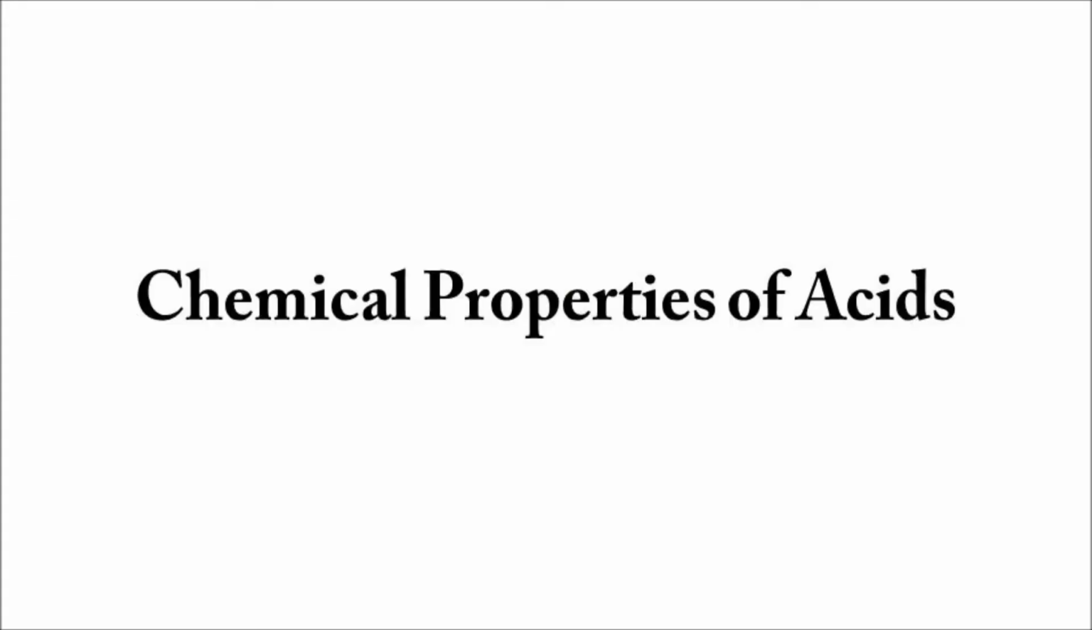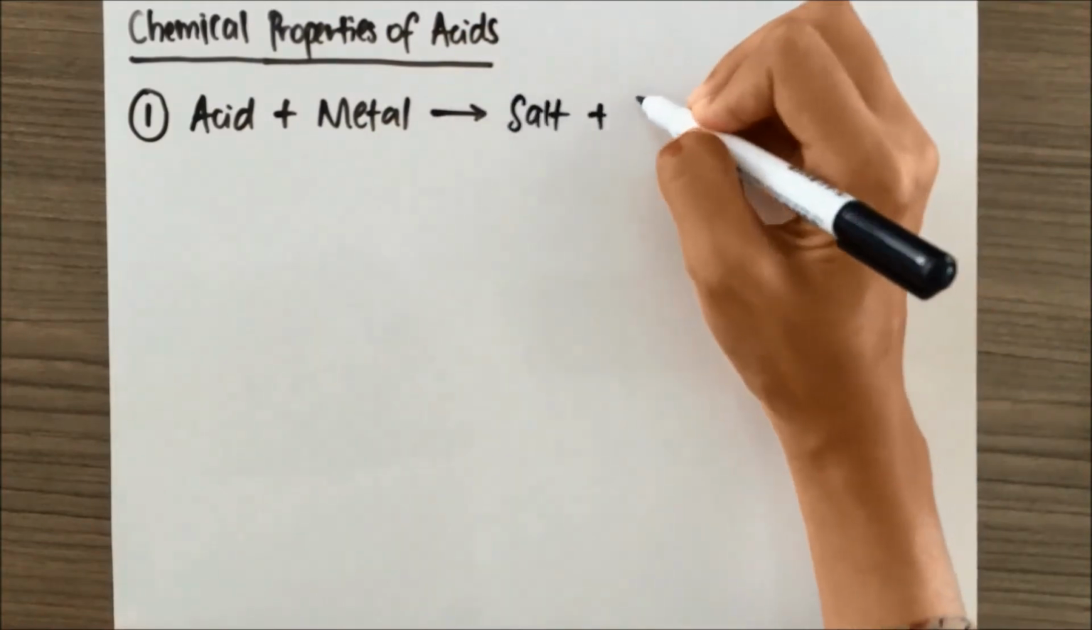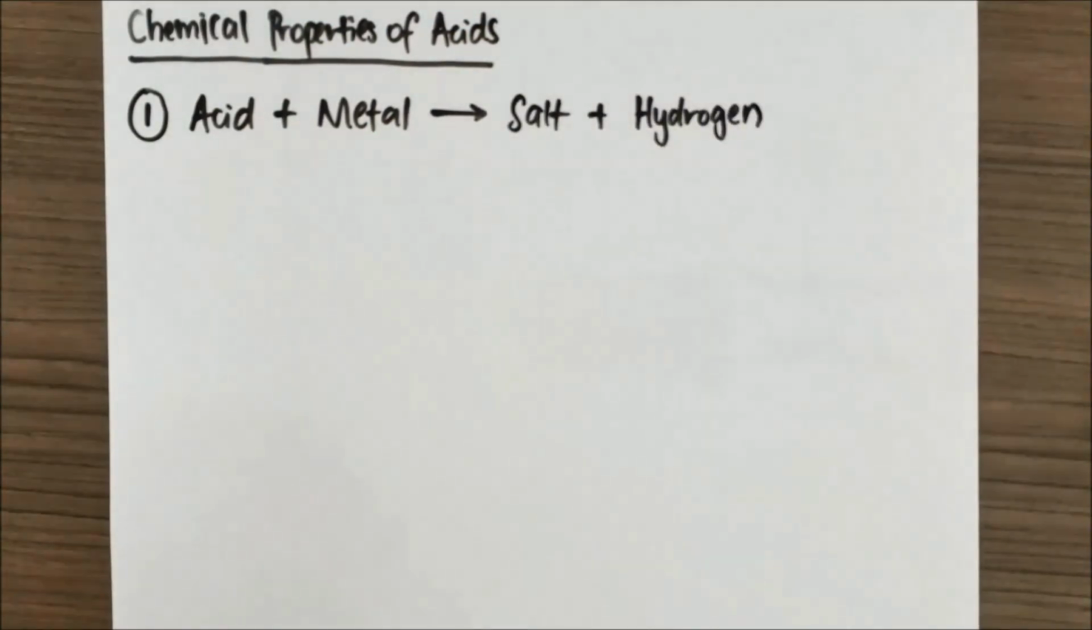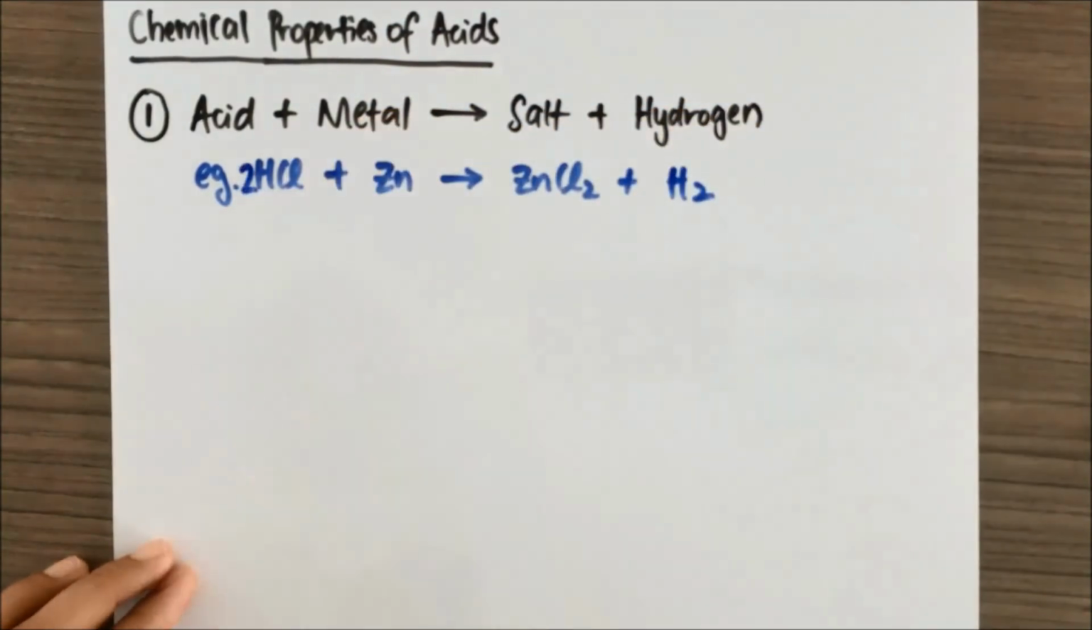There are three reactions of acids that we need to know. The first is acid-metal reaction. Acid and metal will react to give salt and hydrogen gas. For example, dilute hydrochloric acid will react with zinc metal to give zinc chloride salt and hydrogen gas.